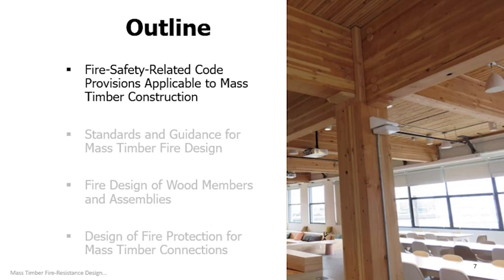So let's start with the foundation of understanding the fire safety related code requirements that apply to the new mass timber construction types that are in the IBC. Specifically, by those new mass timber construction types, I mean types 4A, 4B, and 4C construction. In addition to code provisions relating to fire resistance, I'll briefly mention some of the other fire safety related code provisions as well here.